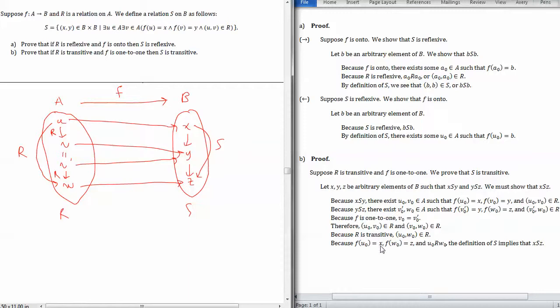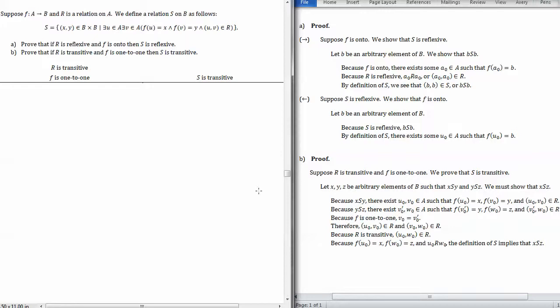Now that's what you see in my proof over here. And again, you might want to pause it and write this up by yourself and compare, or at least read through what I have here. And if you understand that, you might as well stop now. But if you want some more detail, go ahead and go through my givens and goals table with me here. Okay, so R is transitive and f is one-to-one. Show that S is transitive. Definition of transitivity.